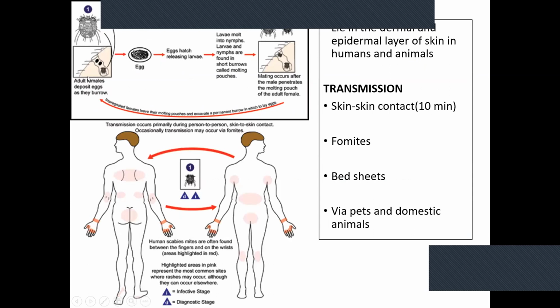Looking at how it enters into the skin, the adult females deposit eggs as they burrow within the skin. The eggs will hatch, releasing larvae. Larvae will molt into nymphs. Larvae and nymphs are found in short burrows called molting pouches, and the mating occurs after the male penetrates the molting pouch of the adult female. Eggs are responsible for causing more itching than the burrowing. This is a classical burrow of scabies which is seen.